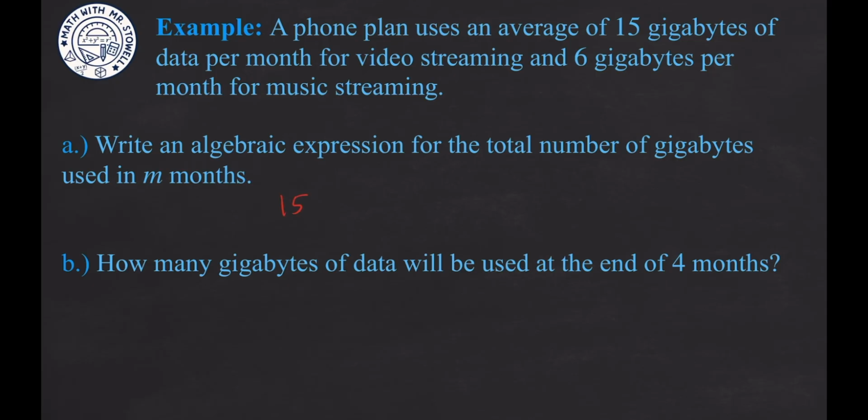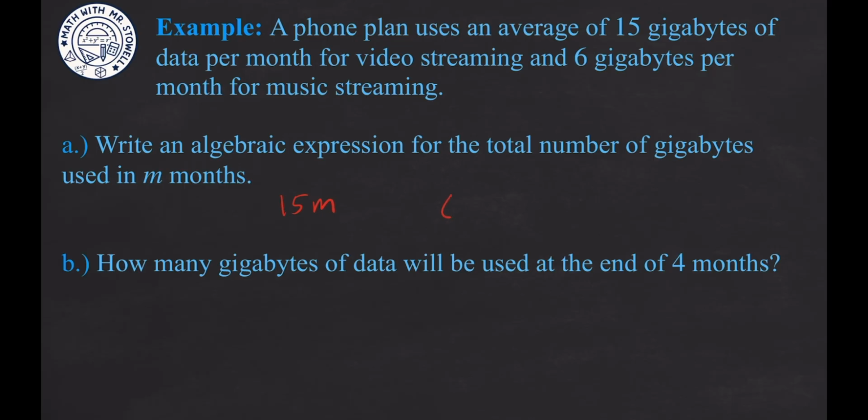So we have 15 gigabytes per every month. So first month we have 15, second month we have 30, third month we have 45, fourth month we have 60 gigabytes that we're using. So it's 15 times however many months we have.